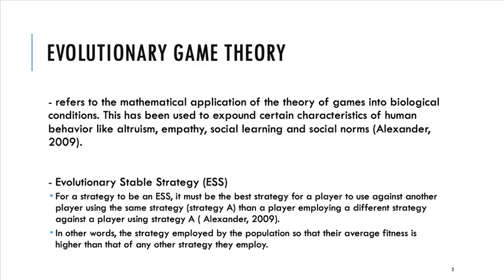A concept under evolutionary game theory is called the ESS, or an evolutionary stable strategy. The short definition for this is that this must be a strategy employed by the population so that their average fitness is higher than that of any other strategy they employ.